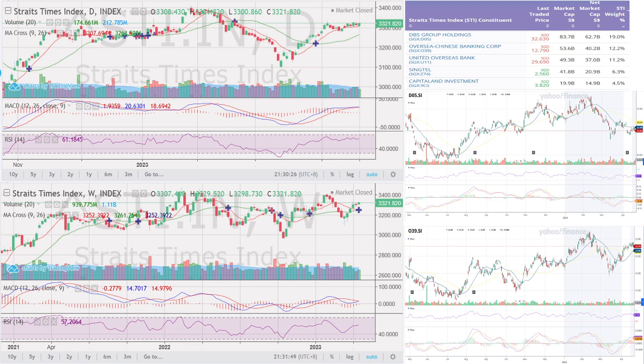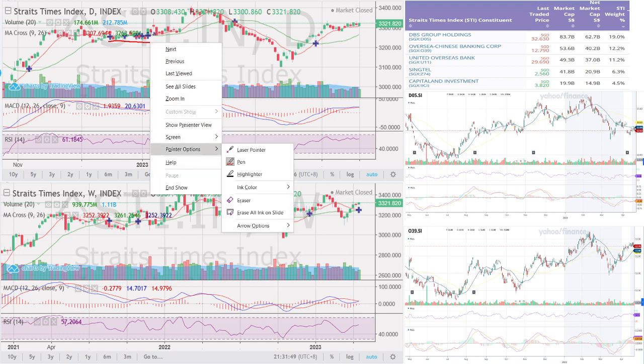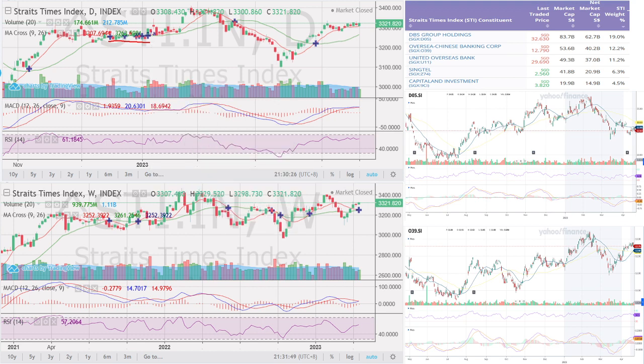the uptrend actually started somewhere in November. You can see there is a cross. The cross itself was the red line crossing above the green line, right? And there is a consolidation at this period. Consolidation at this period. And then it crossed out and moved out to about 3,000, here to 3,004.